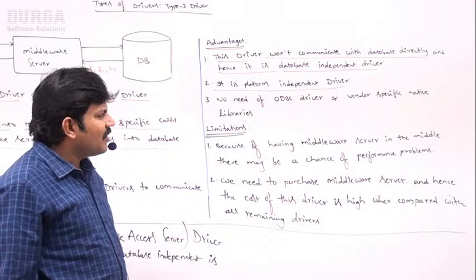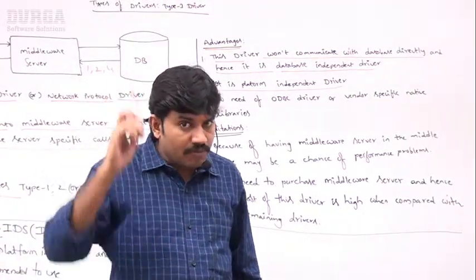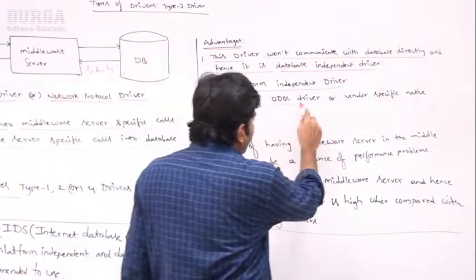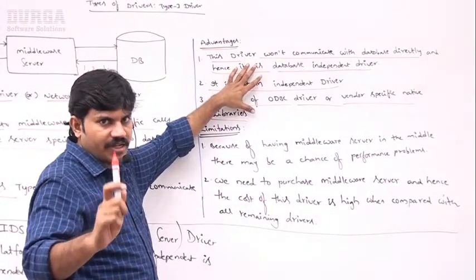Next, for the type 3 driver, we are not required to have an ODBC driver like type 1, or vendor specific native libraries like type 2. Have you observed? No need of an ODBC driver or vendor specific libraries. Everyone can understand, okay?